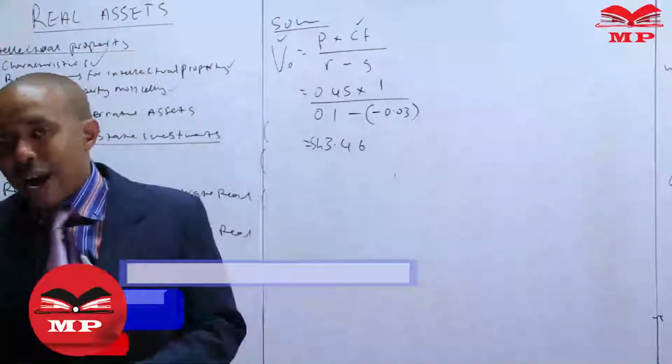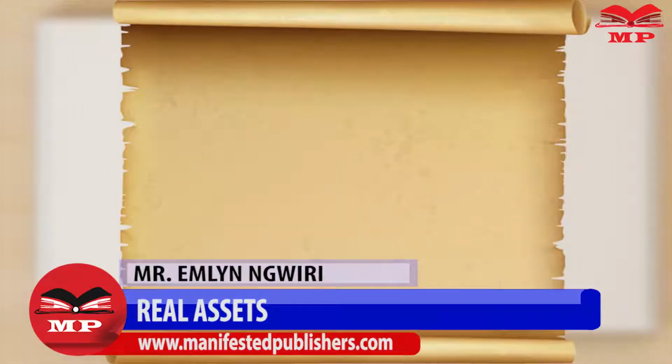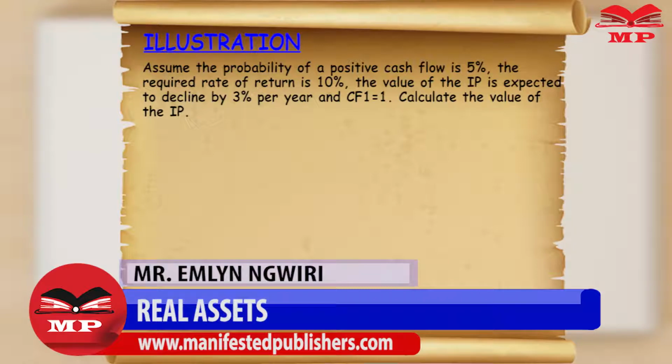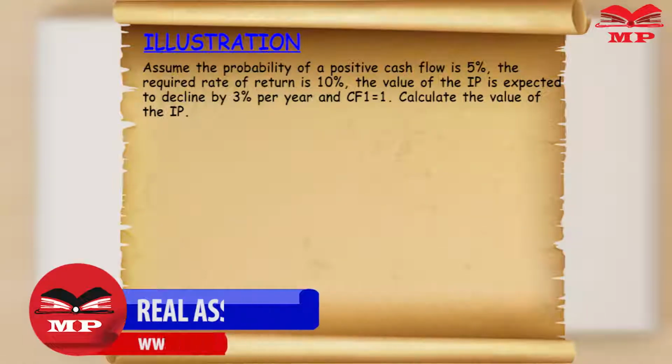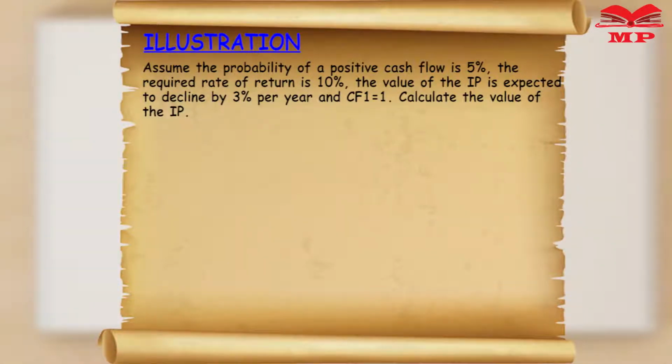We will be able to look at a second example. Assume the probability of a positive cash flow is 5%. The required rate of return is 10%, just as before. The value of the IP is expected to decline by 3% per year, and the cash flow is 1 shilling. Calculate the value of the IP.